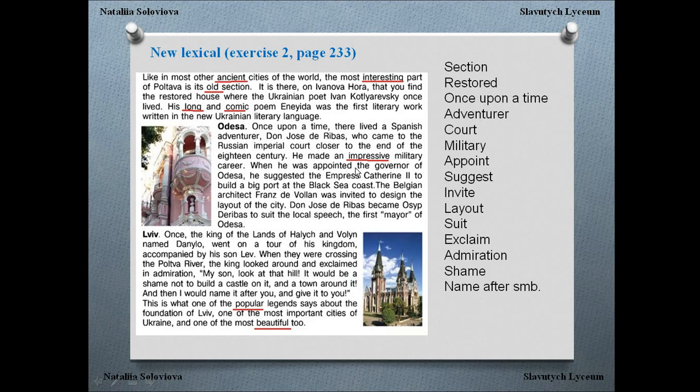To appoint. He was appointed the governor. Appoint, призначати. Suggest, радити. He suggested. Invite, запрошувати. Was invited to design. Layout, планування, макет. Layout of the city.